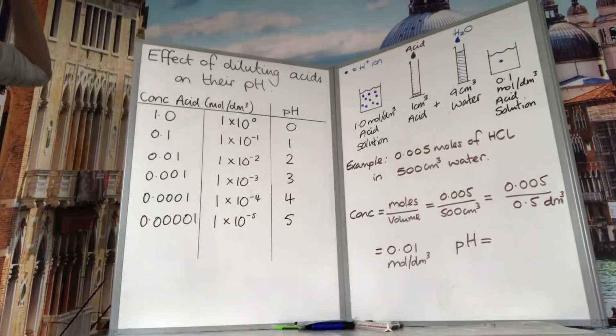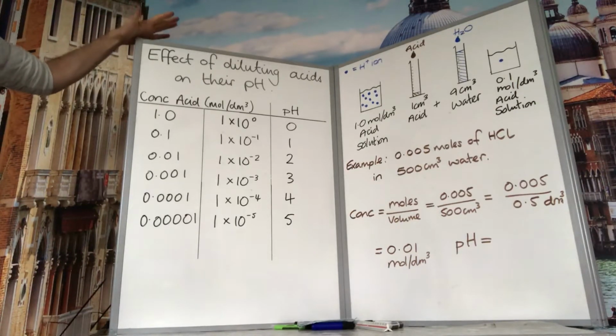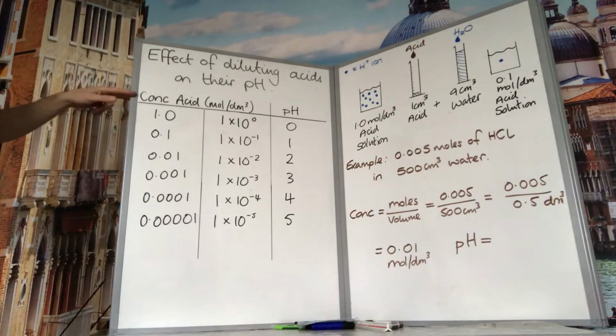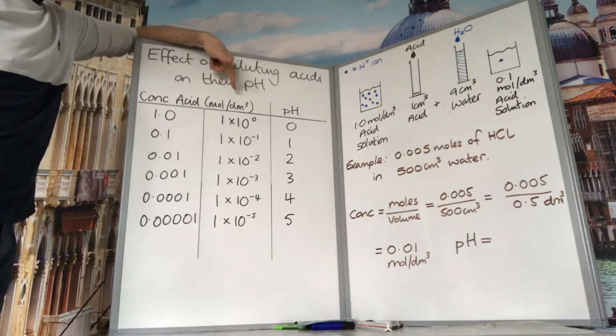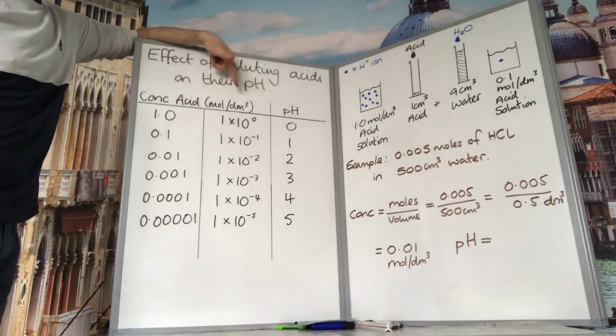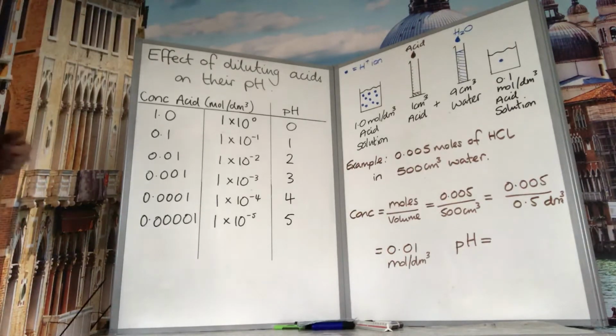Okay, effect of diluting acids on their pH. This is lesson C5.8a in the booklet. We need to refer back to C4 work here on concentrations. Concentrations are always measured in moles per decimetre cubed, and a decimetre cubed is the same as 1,000 centimetres cubed or a litre, and you'll need that when you come to convert centimetres cubed to decimetres cubed for exam questions.